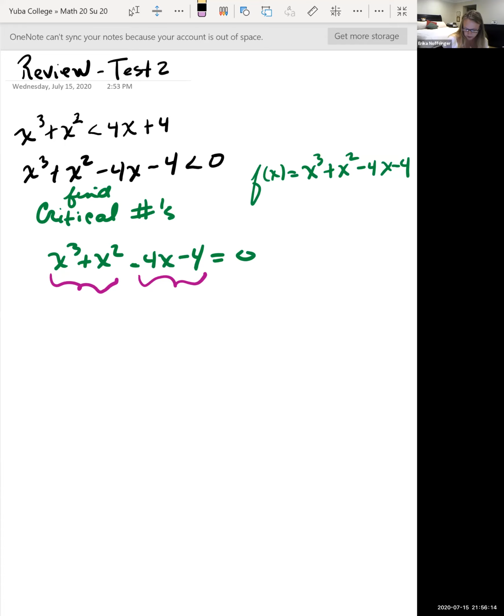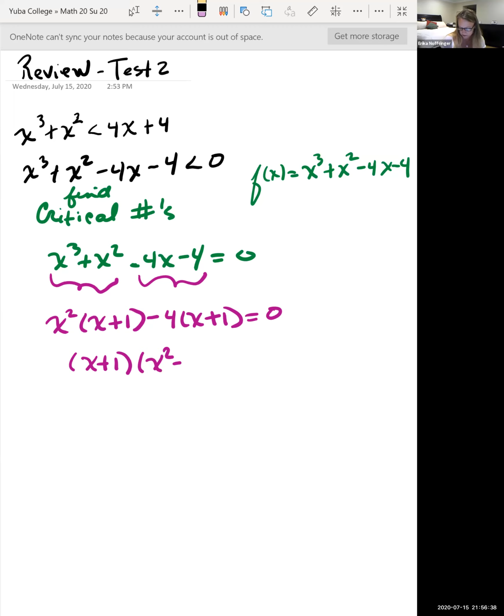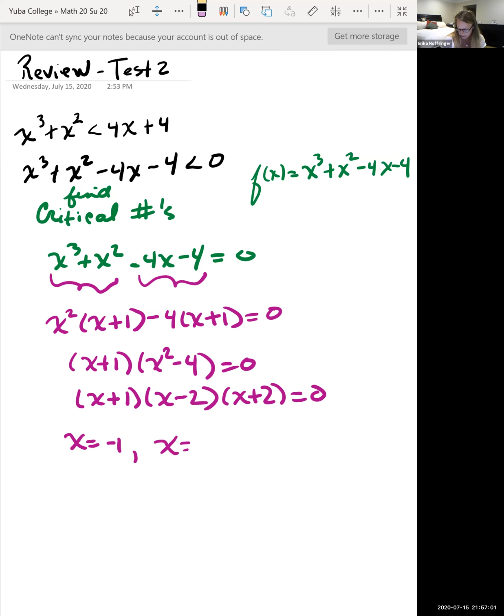So if we pull out an x squared from the first two terms, you're left with x plus 1. And if we pull out a negative 4 from the last two terms, we'd be left with x plus 1 equals 0. So pulling out the parentheses x plus 1 from each one of those groupings, you're left with x squared minus 4 equals 0. So I notice x squared minus 4 can be factored further, the difference of squares. So we're going to rewrite that as x minus 2, x plus 2. And then when we set each piece equal to 0, those give us our critical numbers, x equals negative 1, x equals 2, and x equals negative 2.